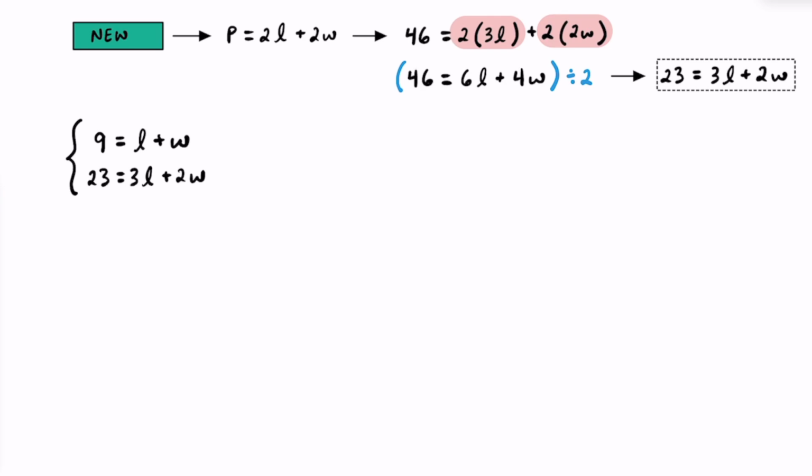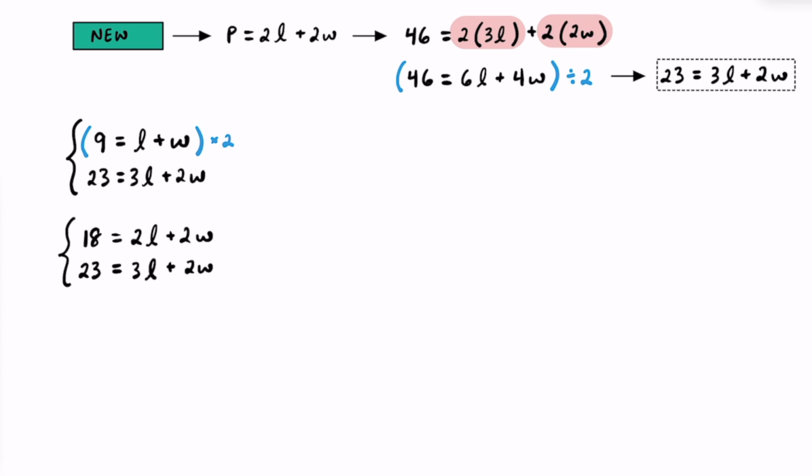So I think I'm going to go ahead and eliminate the W's. So I'm going to go ahead and multiply the whole top equation by 2. If we do that, we're going to get 18 is equal to 2L plus 2W. And then that bottom equation is just going to stay the same as 23 is equal to 3L plus 2W. All right, so this is going to be our system that we can go ahead and use elimination for.